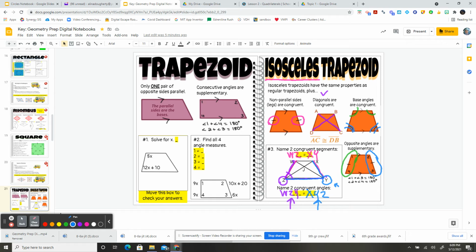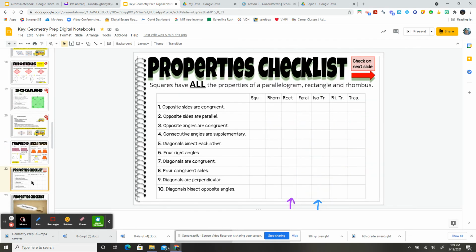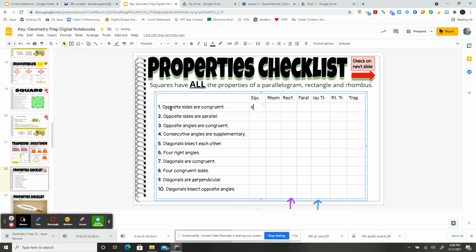Okay? All right. I think it's time to go do your mastery check. There is one more checklist. So go through this, try to look through all your slides, put a check or an X next to it if it qualifies. So does a square have opposite sides that are congruent? Yes, it does. Does a rhombus have opposite sides that are congruent? Yes, it does. Does a rectangle have opposite sides that are congruent?